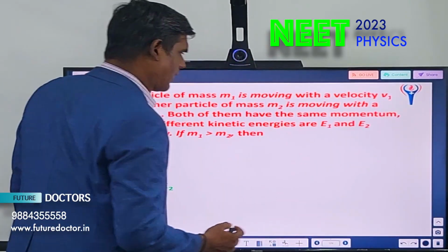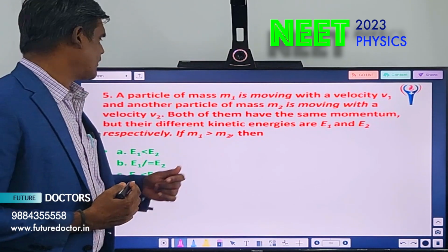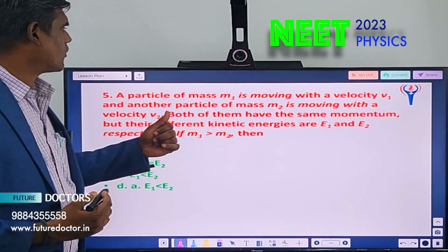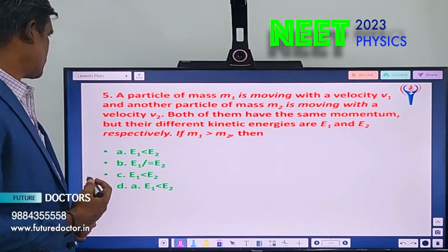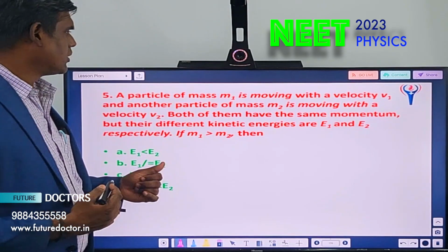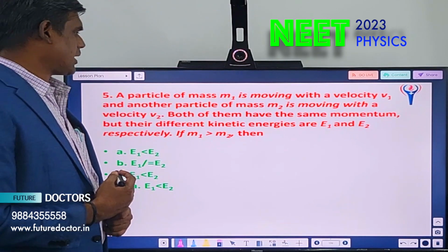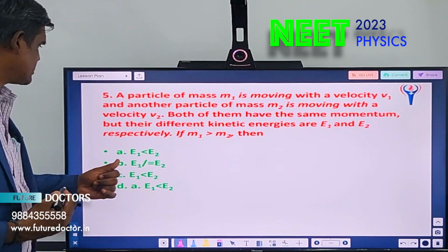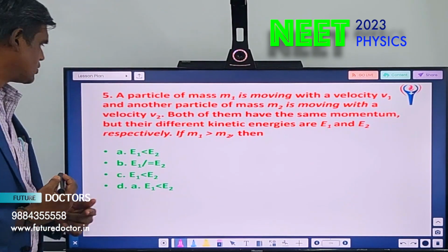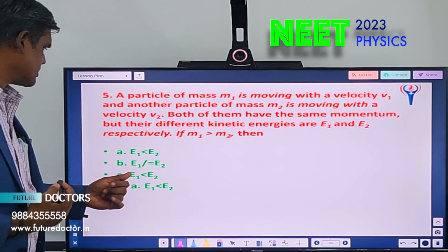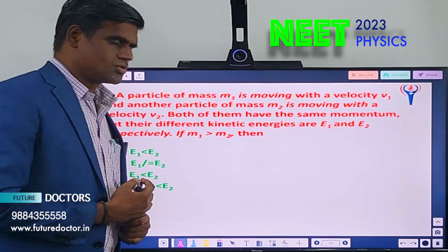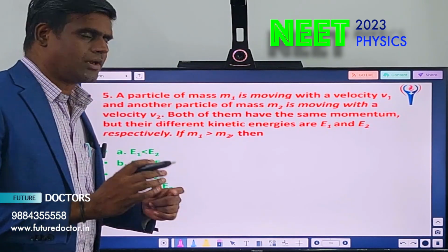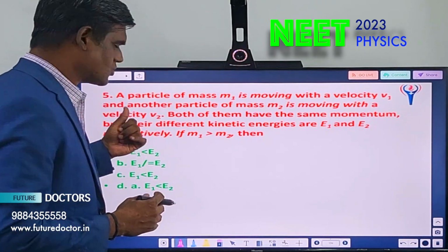Let's move to question number 5. A particle of mass m1 is moving with a velocity v1. And another particle of mass m2 is moving with a velocity v2. Both of them have the same momentum, but different kinetic energies E1 and E2. If m1 is greater than m2, then dash. Option A, E1 is less than E2. B option, E1 is equal to E2. C option, E1 is less than E2. Or D option, E1 by E2, that one. So you should know the relation between the kinetic energy and momentum. By knowing the relation, you can solve this question.